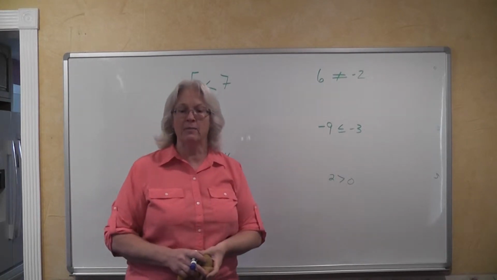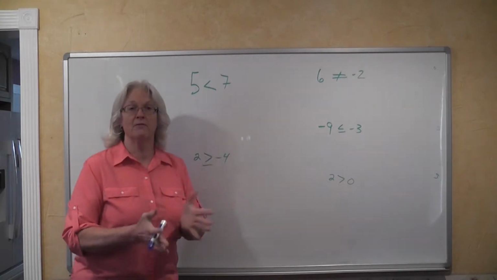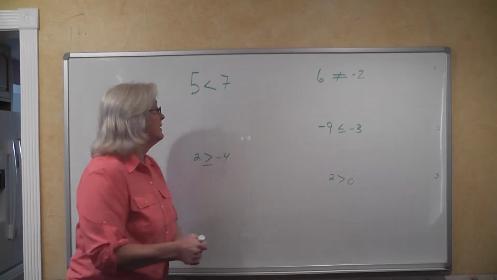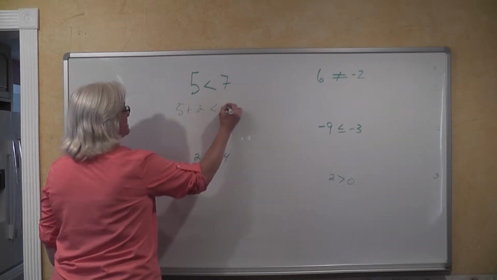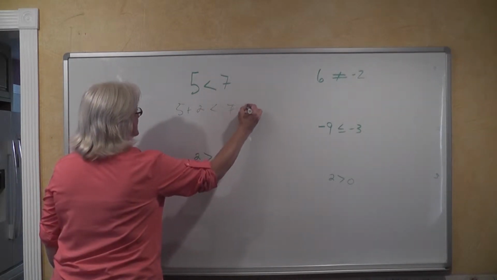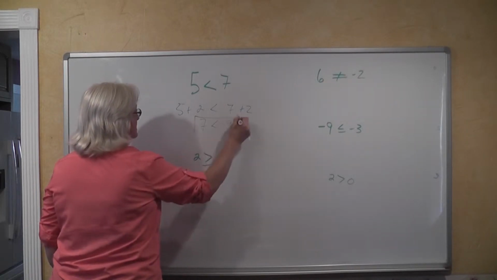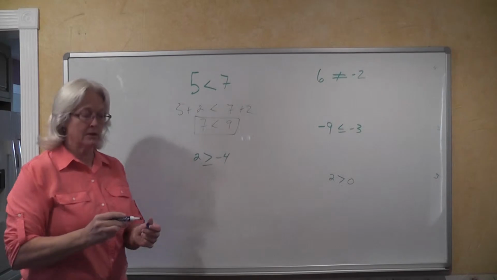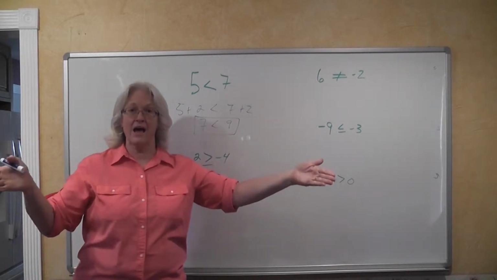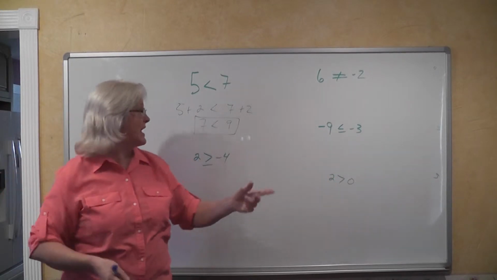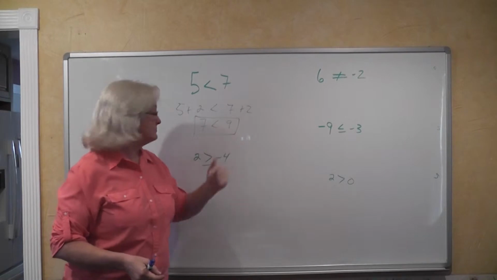So let's just play a game of what if right now. We know that it's true that 5 is less than 7. Well, what if we were to add 2 to both sides of that inequality? Would we still have a true statement? Yes. We still have a true statement there. We start off with one number less than the other. As long as we add the same quantity to both sides of that inequality, the inequality remains true.